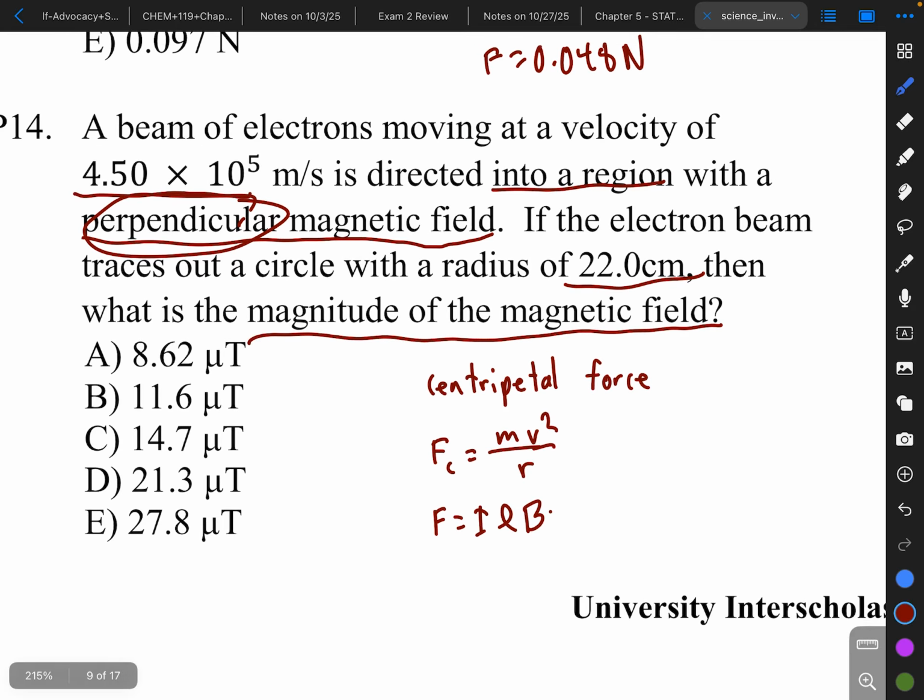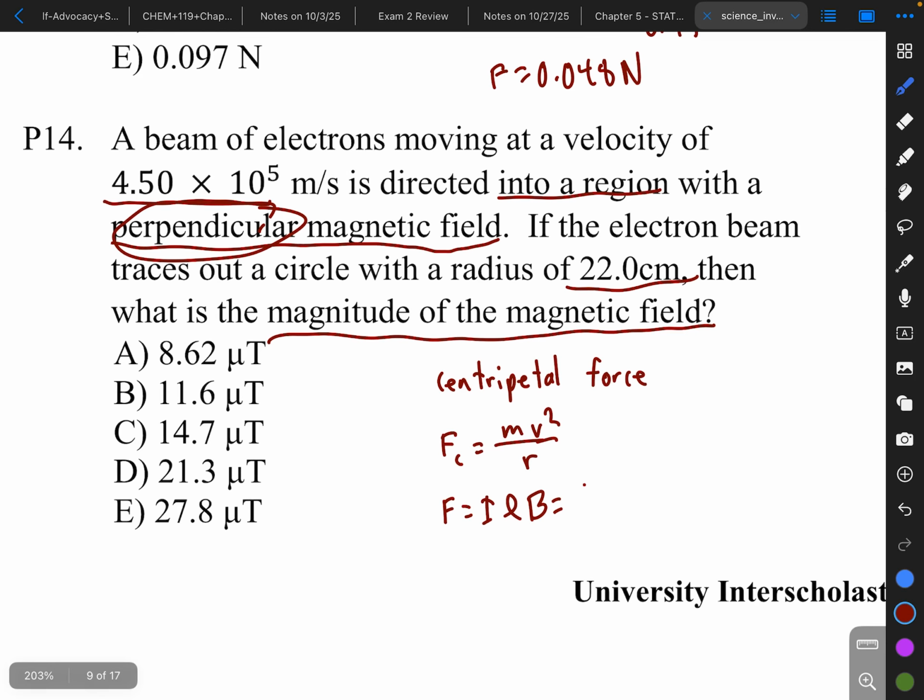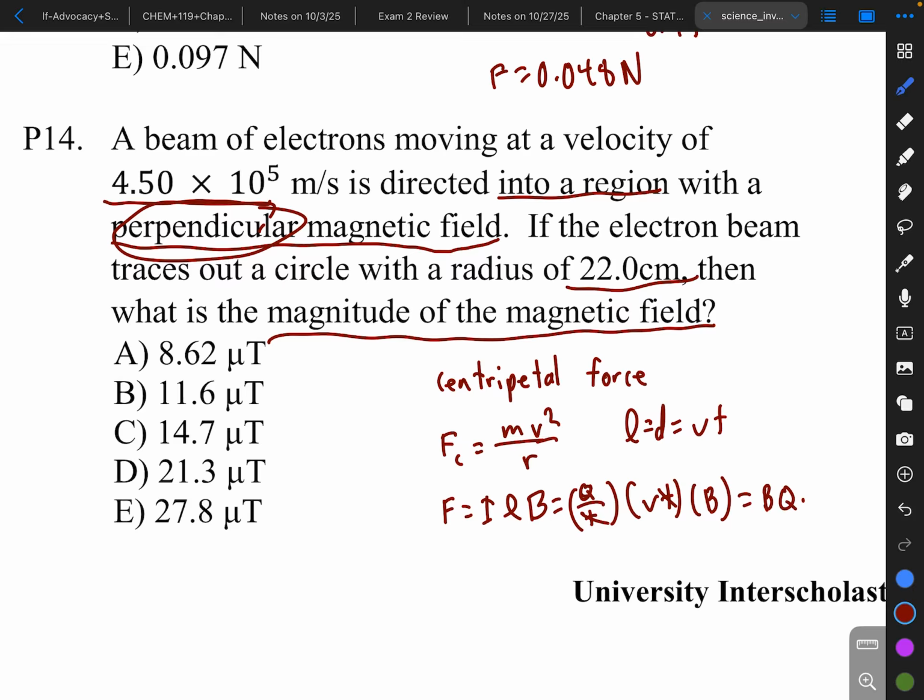One thing I want you guys to know is what is current and what is length. So current is basically the flow of charges per time, so we can write that as charge per time. Length, we can essentially equate to distance, and distance is just velocity times time. We'll leave the magnetic field constant. So canceling out the times, you're going to get magnetic field times charge times velocity. So we got a new formula.